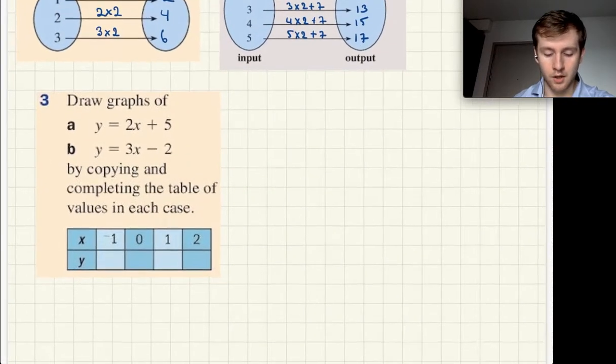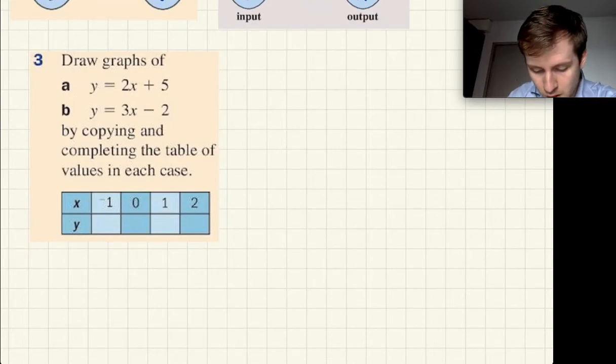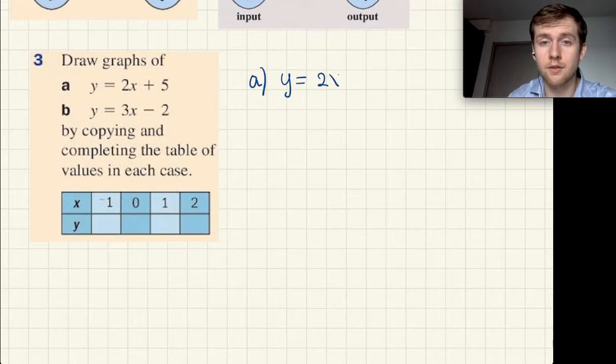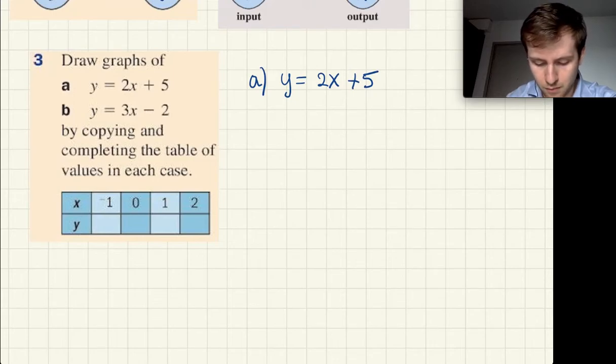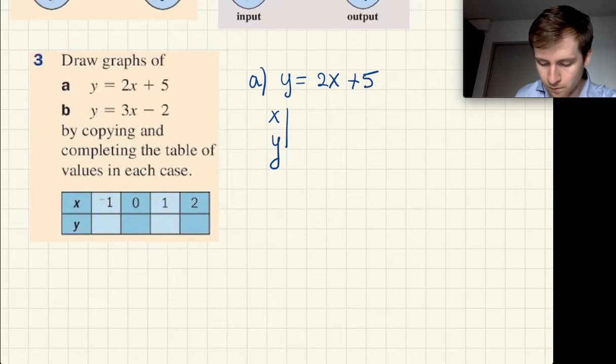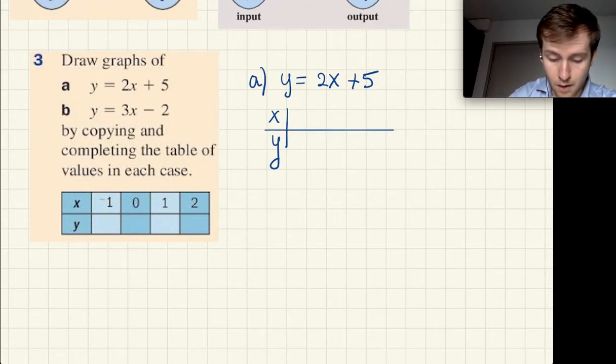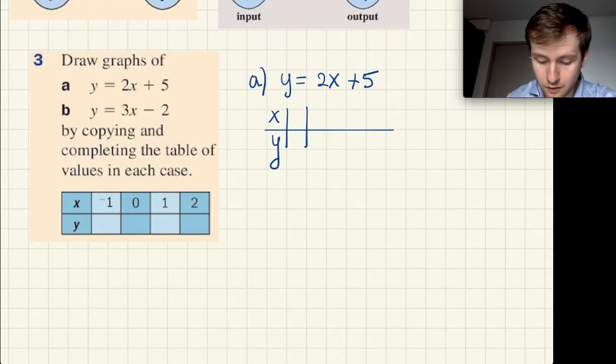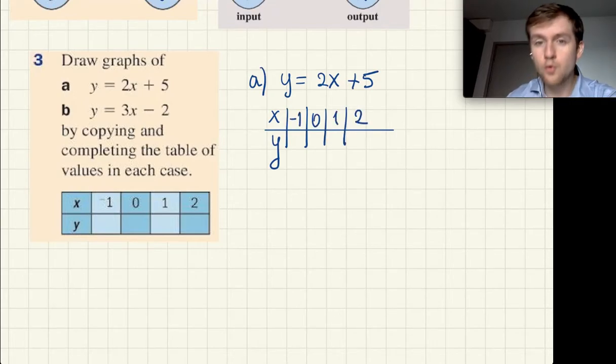Okay, and the first one we have is y equals 2x plus 5. So what we have to do is draw this table with x and y, and then we have different values for x, which are -1, 0, 1, and 2, 4 of them all together. And how do we get y?